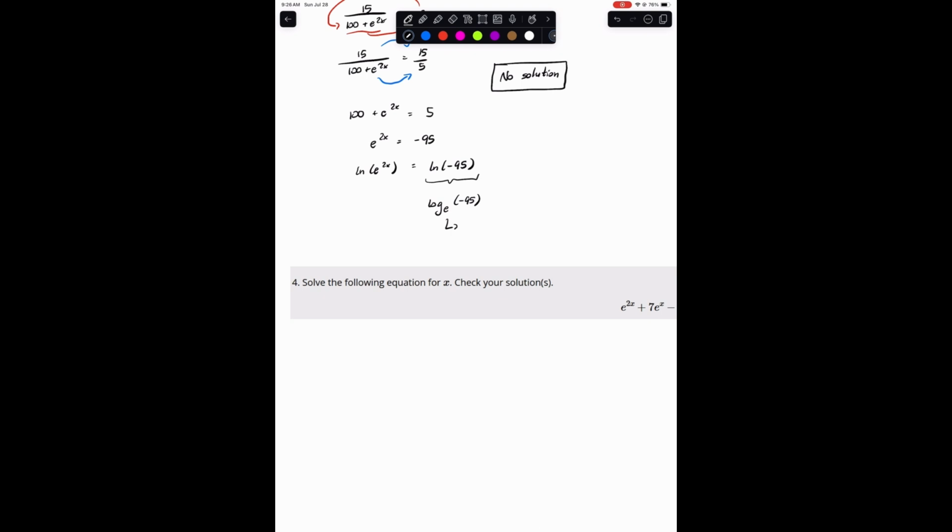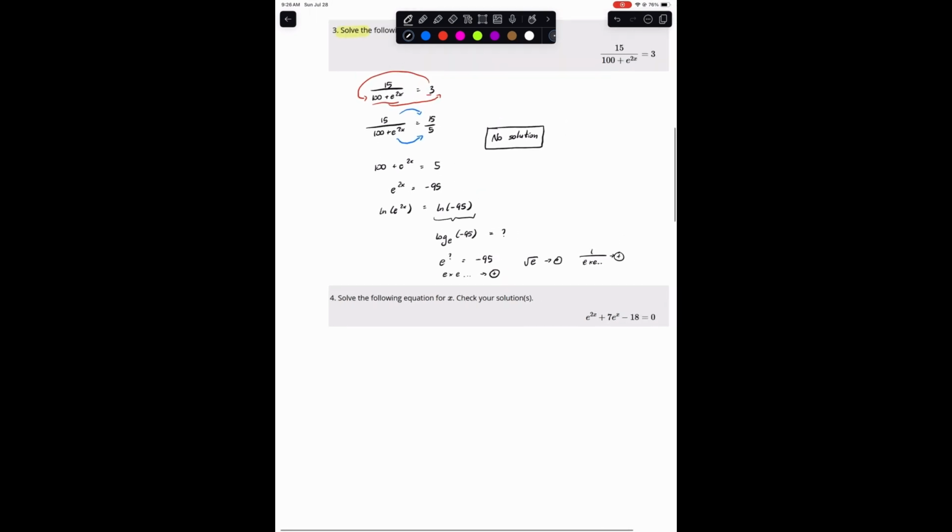This is a positive base. You're telling me that e to some power gives you -95, but again, that's nonsense. e times e and so on gives you a positive number. No matter how many times you root the e, still a positive number. And 1 over e times whatever, still a positive number. So no solution for number 3.